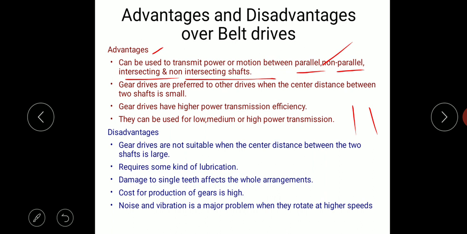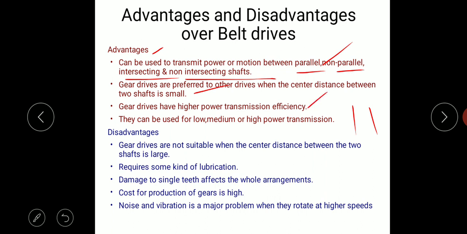And the next advantage is gear drives are preferred to other drives when the center distance between two shafts is very small. Basically these gear drives are used when the center distance between two shafts is very small. If the center distance between two shafts is more, under that condition we are going to prefer belt drives or chain drives.